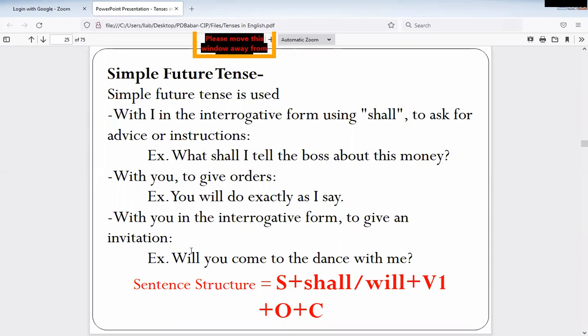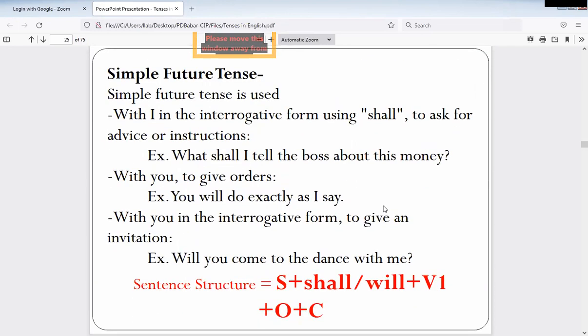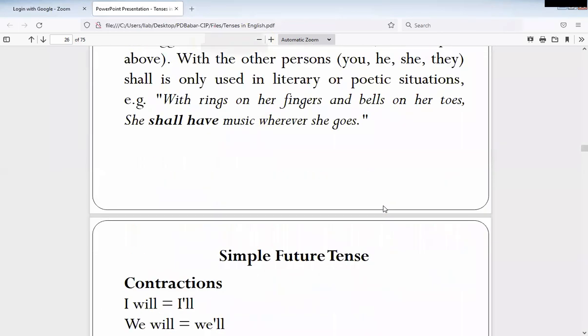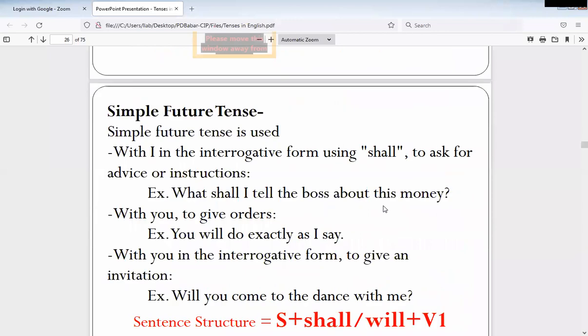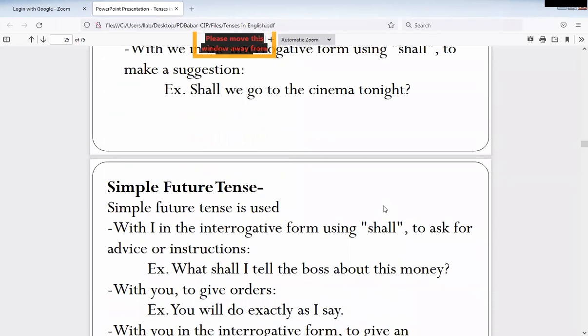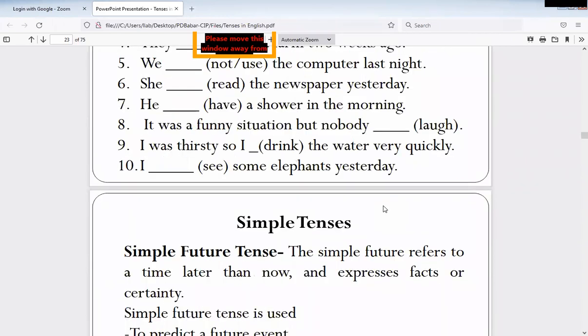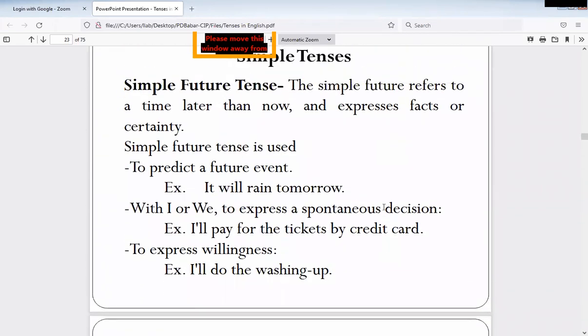So this is the sentence structure we use for the simple future tense. Okay, so subject plus shall or will plus V1 plus object plus complement. So these are some tips that we have seen for using the simple future tense, the conditions in which it is used properly.